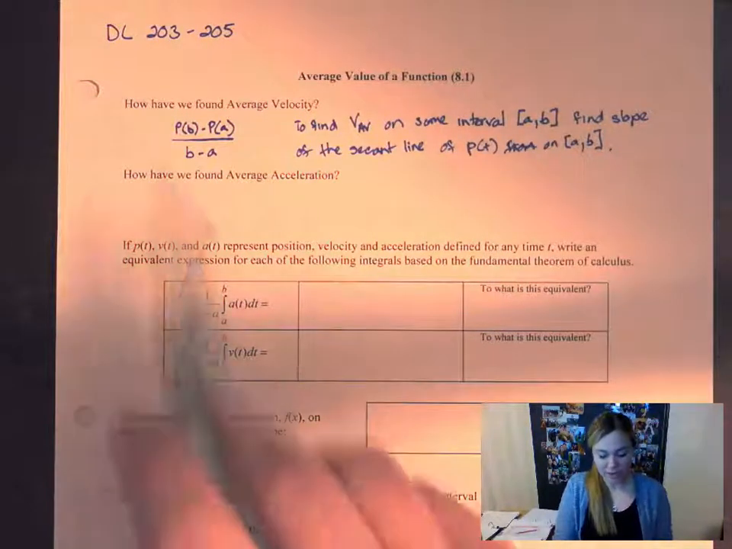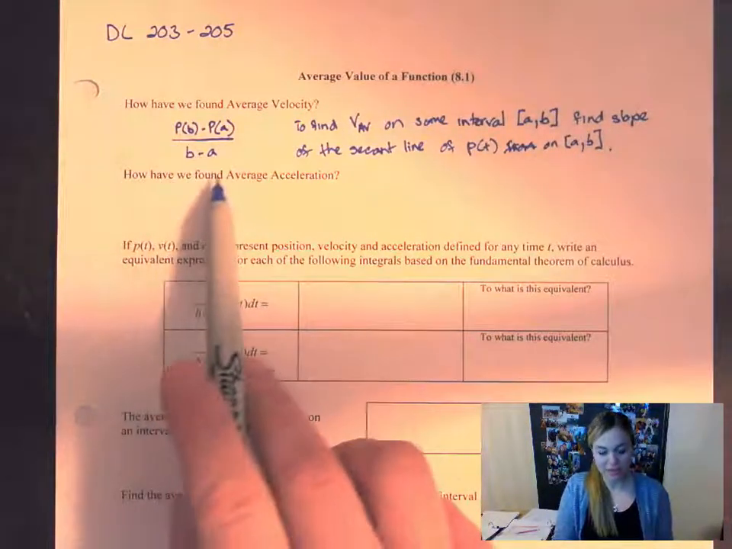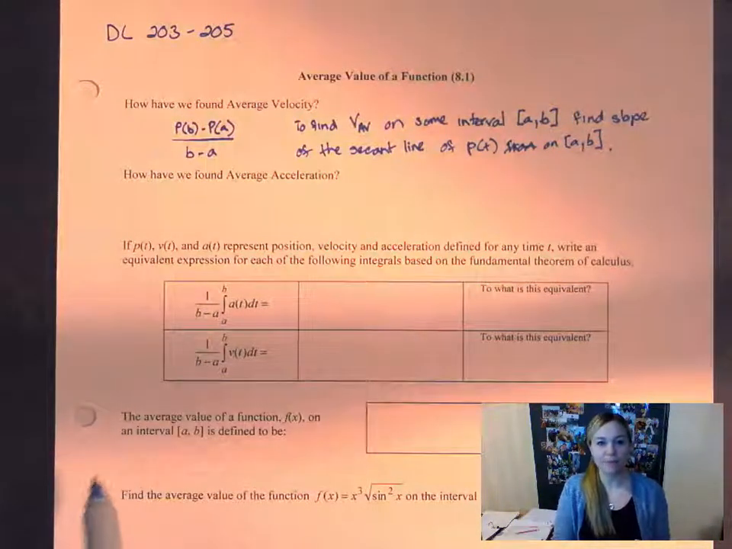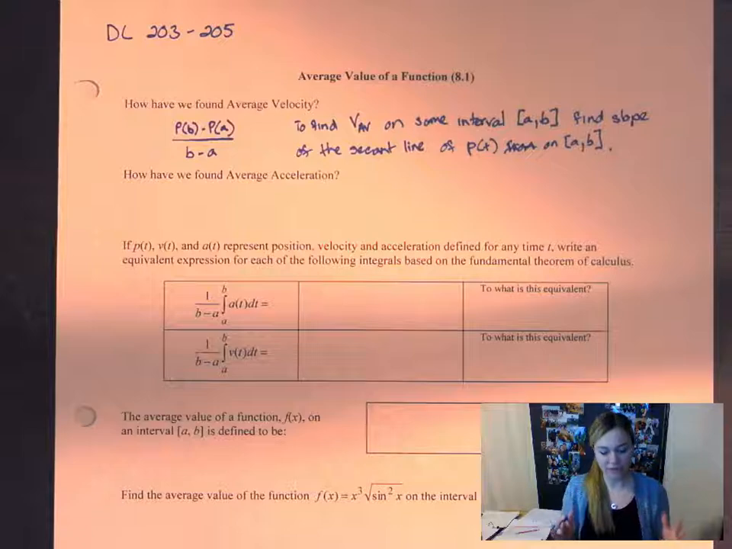Okay, so this is what we did. P of B minus P of A over B minus A. This is the average velocity. This is what we found before if we were talking about the velocity over some interval of time.